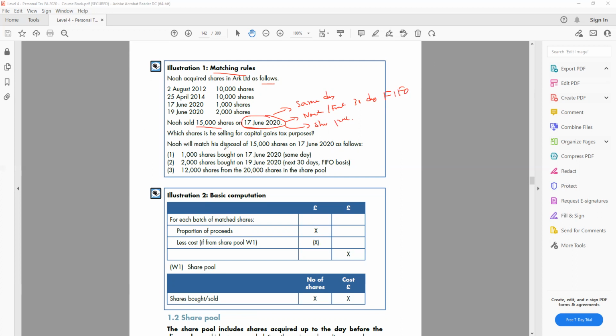Noah will match his disposal of 15,000 shares on 17 June as follows. The first one, on the same day, 1,000 shares both on 17 June. So you can see here, on 17 June we buy 1,000 shares. Out of 15,000 we have 1,000 same day. The next 30 days on FIFO basis, from 17 June to 19 June, that is within the next 30 days. So we take 2,000 shares, that is next 30 days, FIFO basis.